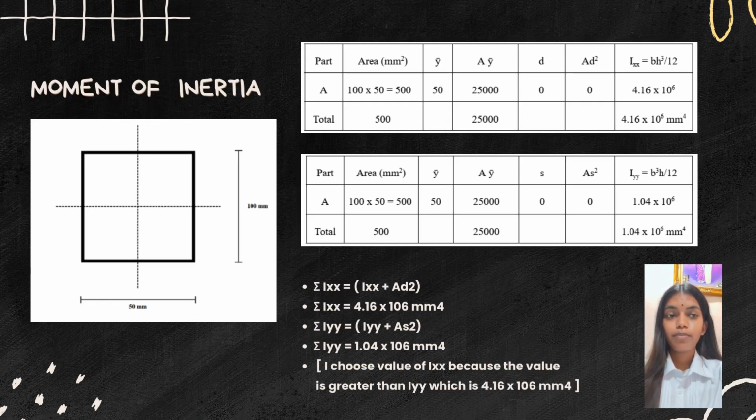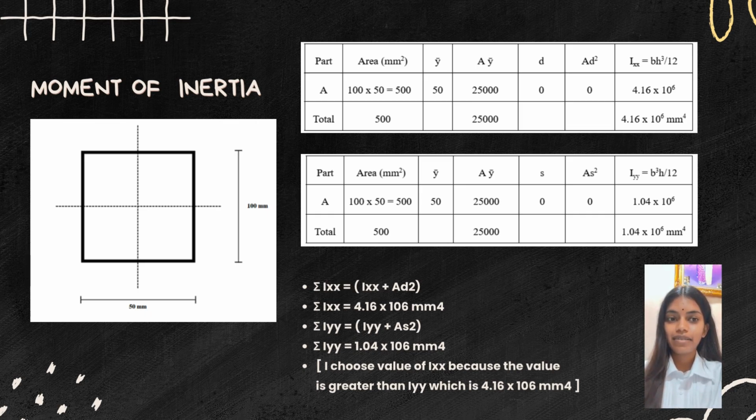Now moving to section properties of the beam. The beam cross section is 100 mm by 50 mm. We calculate the moment of inertia about both axes. About the x-axis, Ix is 4.16 × 10^-6 m^4. About the y-axis, which is Iyy, is 1.04 × 10^-6 m^4.